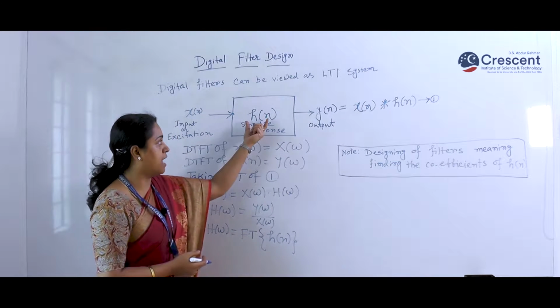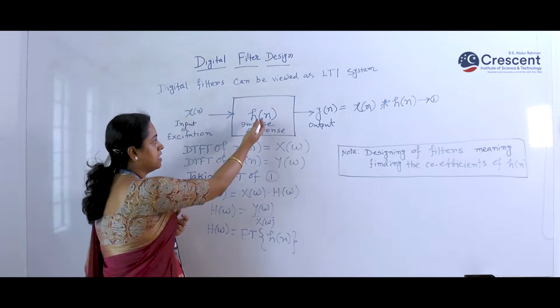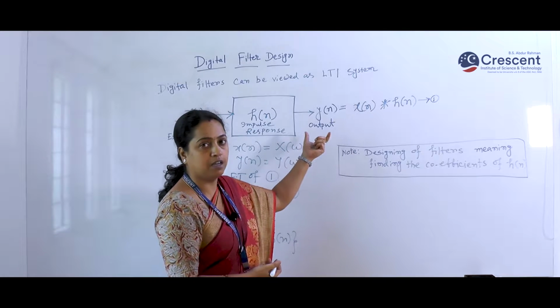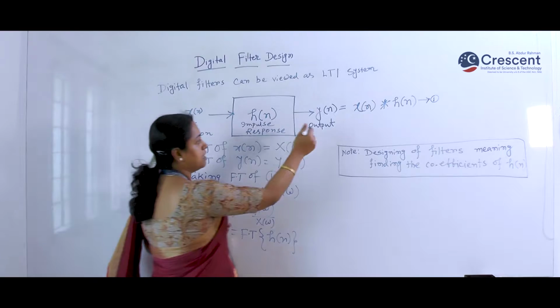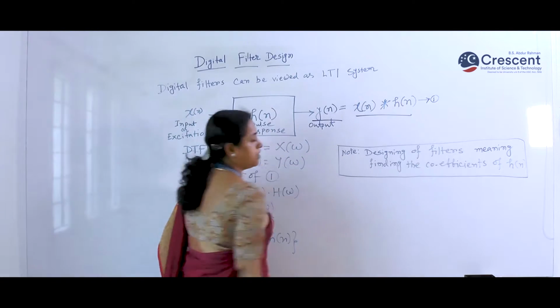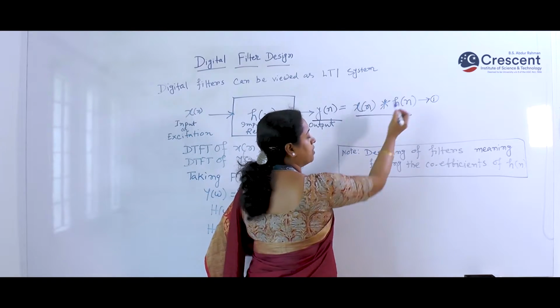We are going to design or find out the coefficients of this h of n. So what is this h of n? How we are going to find out? So it will be very clear if we see this input and output relation of LTI system. So here you can see that the output of LTI system, it is related to the input by the expression x of n, which is linearly convolved with the sequence h of n.